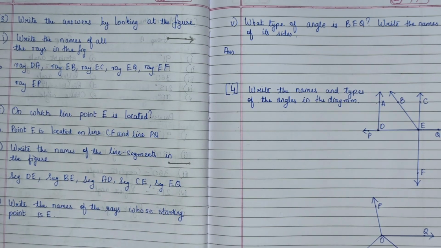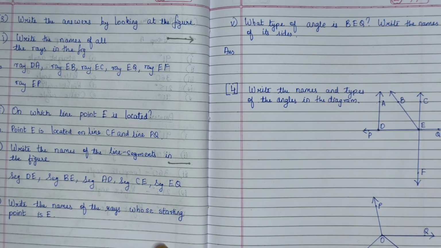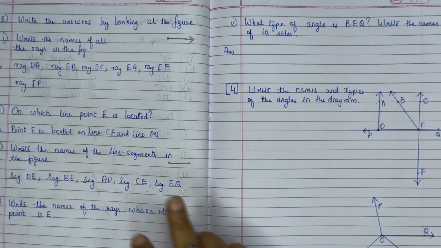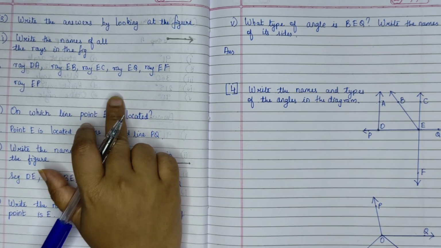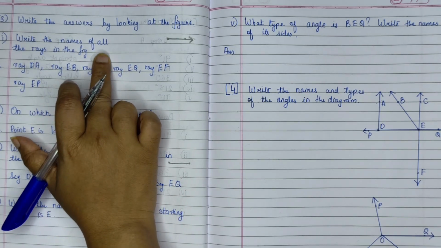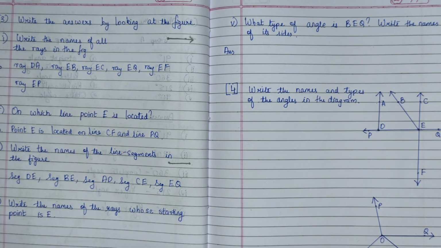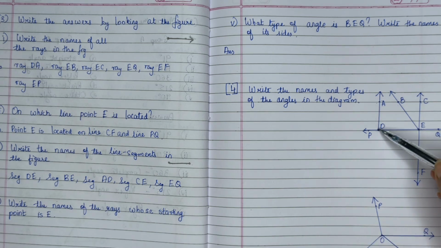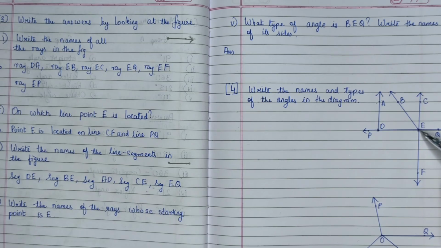Now see the next one. Write the names of the rays whose starting point is E. We have to write the names only with the starting point E. Earlier we wrote the names of all the rays, but it was not given that we want the starting point E. Here we cannot take DA because we don't want D as the starting point. We want only E. So we will say ray EB, ray EC, ray EQ, ray EF, ray EP. Understood?